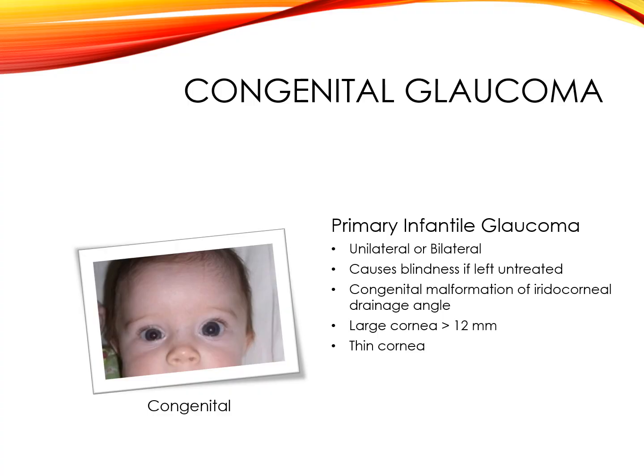Congenital glaucoma is caused by a malformation of the iridocorneal drainage angle. It can be unilateral or bilateral. These patients typically have large corneas, more than 12 millimeters in diameter, and the cornea is usually very thin. The typical signs and symptoms that we see in congenital glaucoma include photophobia, blepharospasms, and chronic tearing.